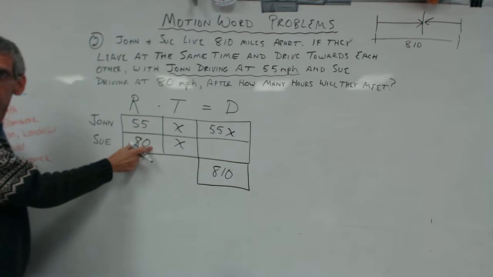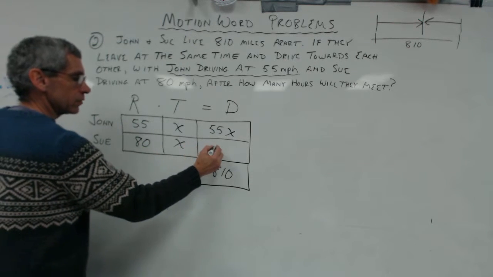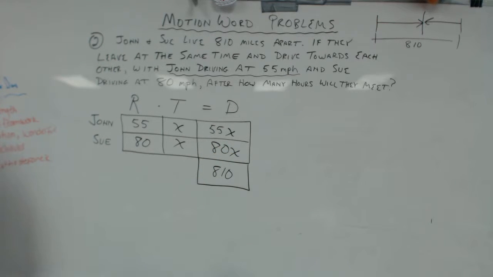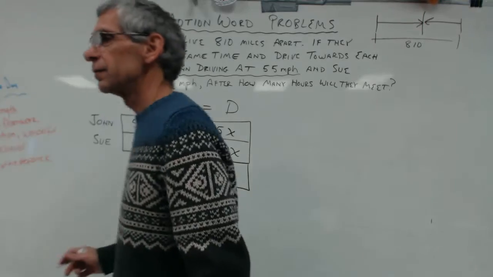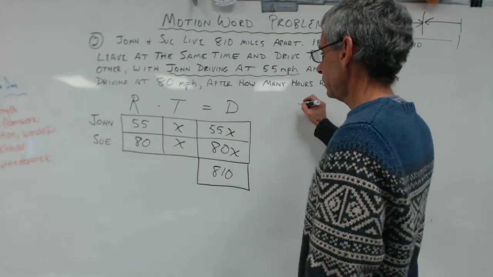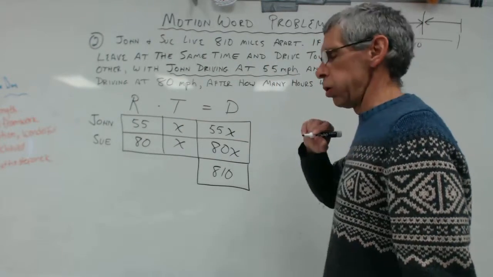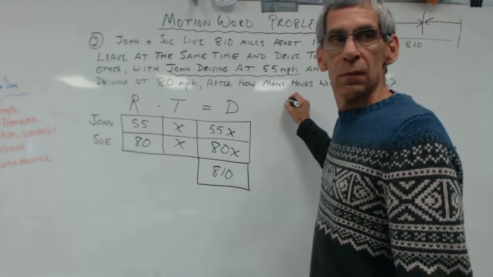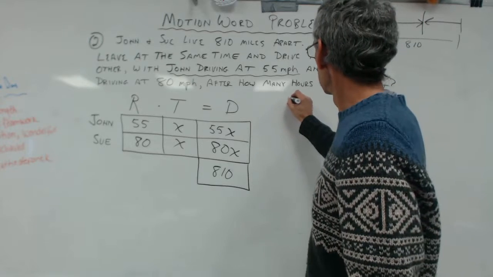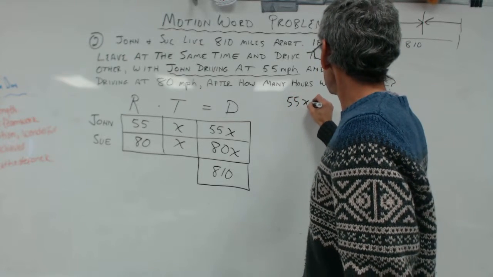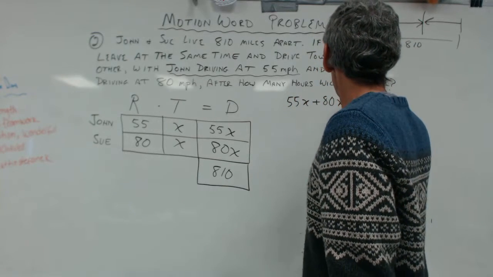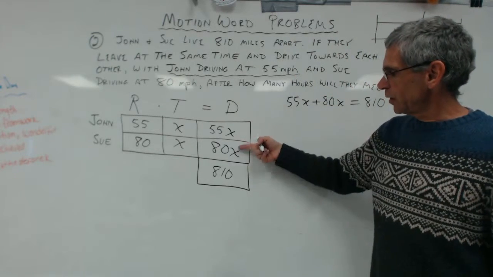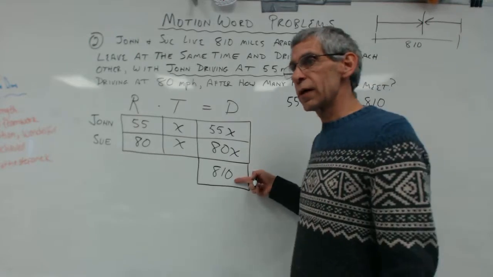I solved it. 80x, right? Everybody gets this? 80x. All right, so what's my final equation, Skylar? 55x plus 80x equals 810. Say it again? 55x plus 80x equals 810. I agree with that. It's this plus this equals this. Really quite easy, right?